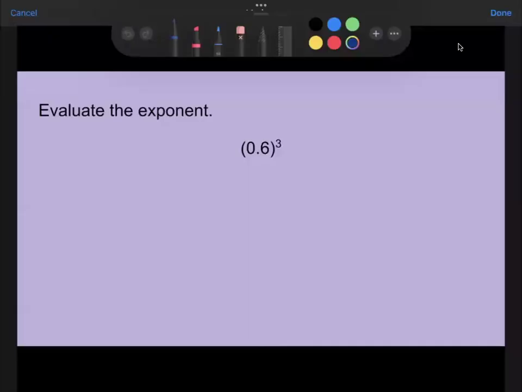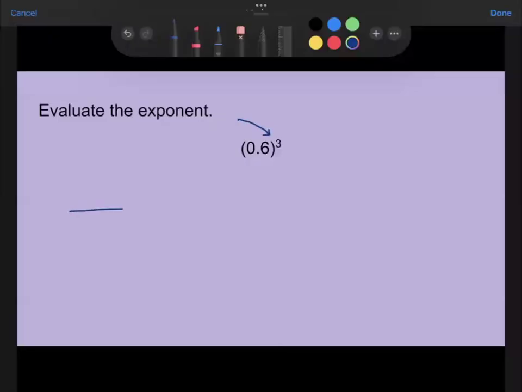Okay, so if you haven't seen some of my previous videos on how we evaluate exponents, or how we write exponents as a multiplication expression, you may want to go and check that out before this one. So 0.6 to the third power. We're going to start by rewriting this as a multiplication expression. In order to do that, we use the exponential number, which is this number right here, to tell us how many times we are multiplying the base times itself.